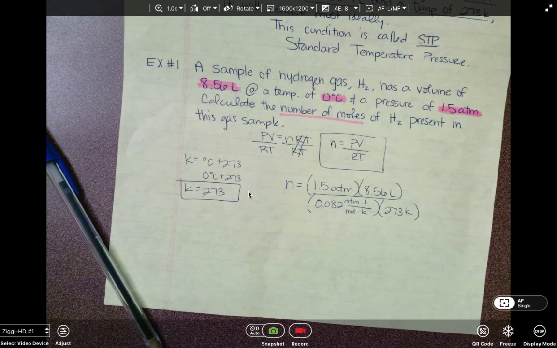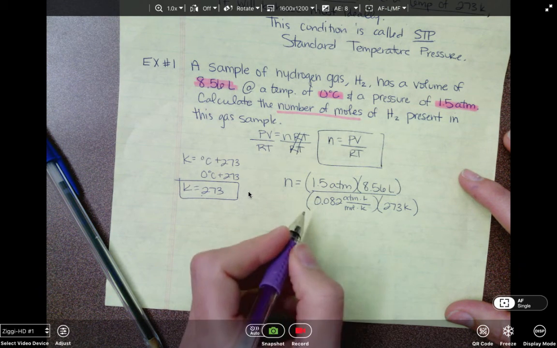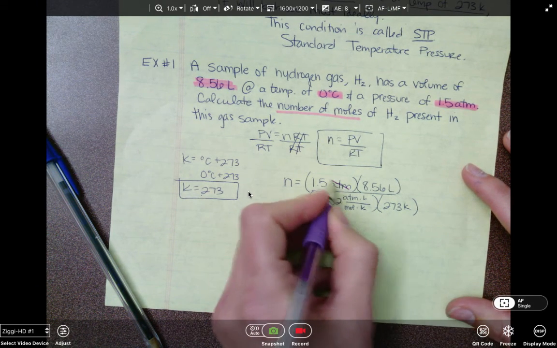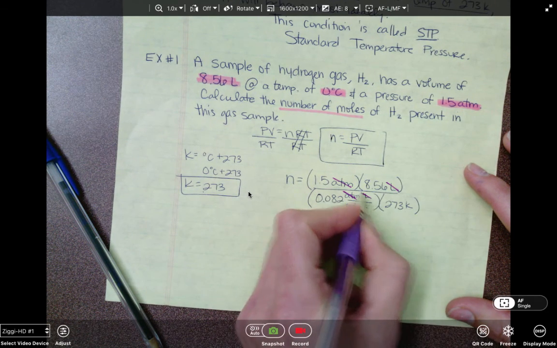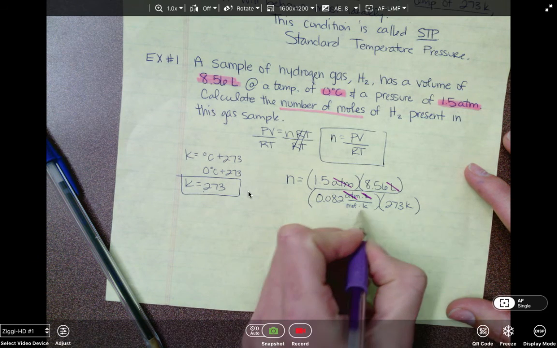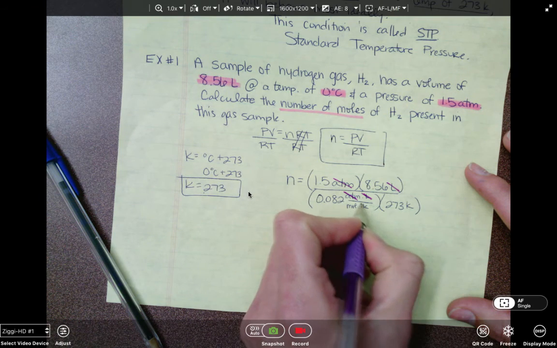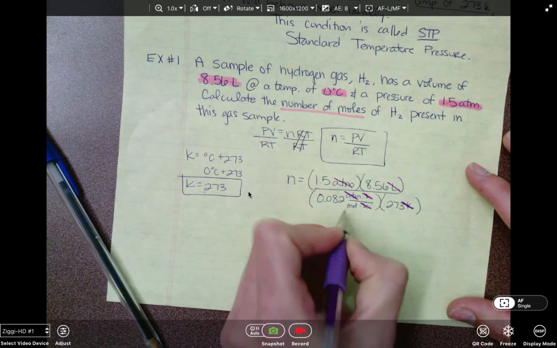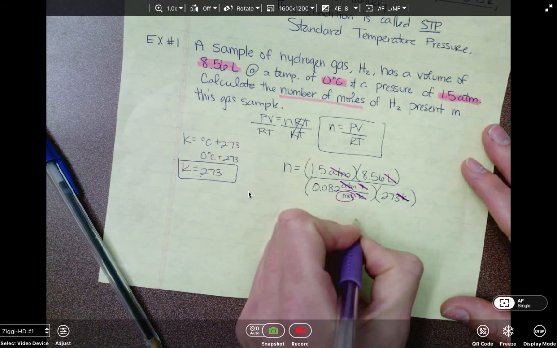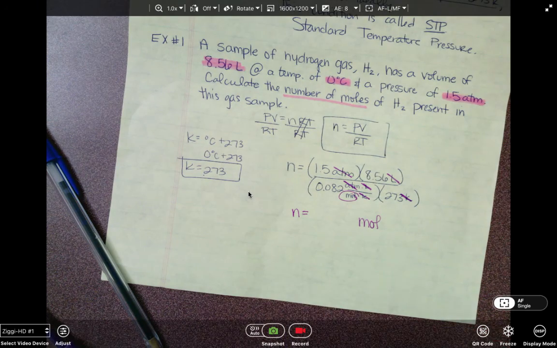Okay, so the reason why I'm writing all the units is to show you what units are left over. What units are left over? So I have an atm in the numerator, atm in the denominator. Liters in the numerator, liters in the denominator. This Kelvin is in the denominator of the denominator. So this denominator will cancel out with this numerator. And the only units I have left are moles. So that unit carries down into my answer, which makes sense because I'm solving for n.